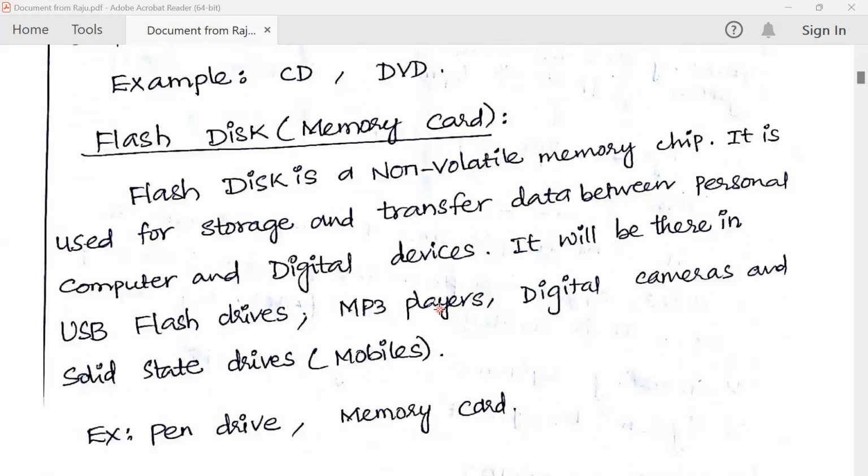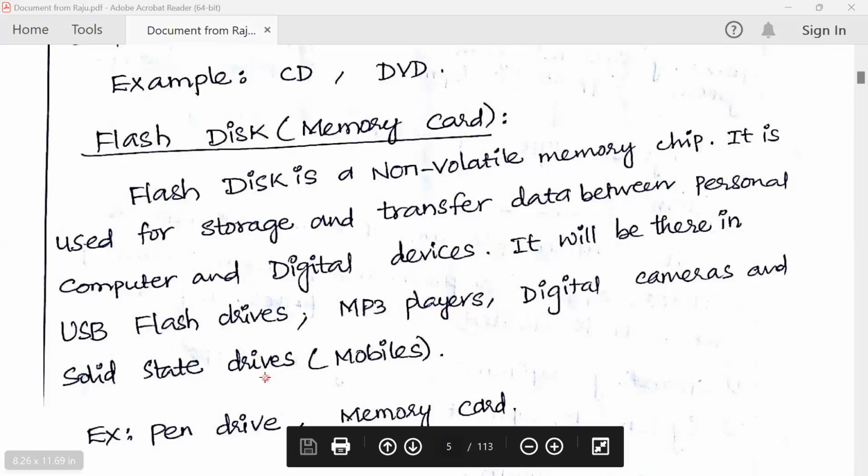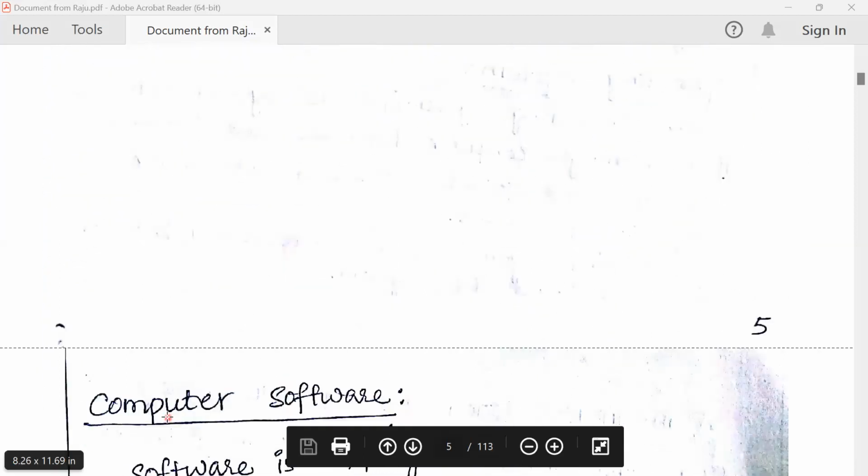And next one we have, flash disk. Remember, flash disk is a non-volatile memory chip. It is used for storage and transfer of data between personal computers and digital devices. It is found in USB flash drives, MP3 players, digital cameras, and solid state drives in mobiles. The examples of this are again pen drive and memory card.